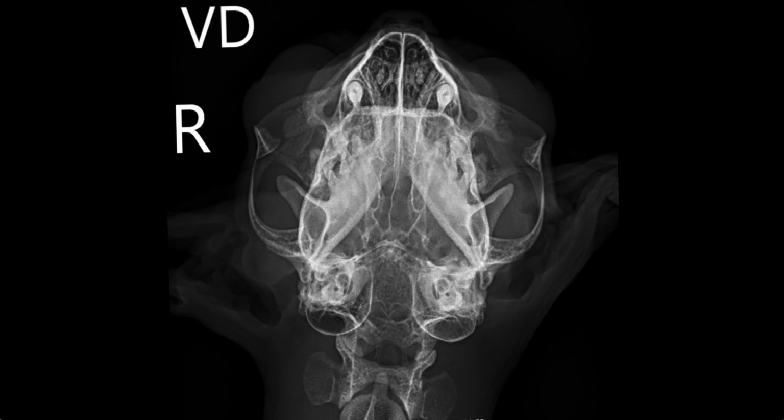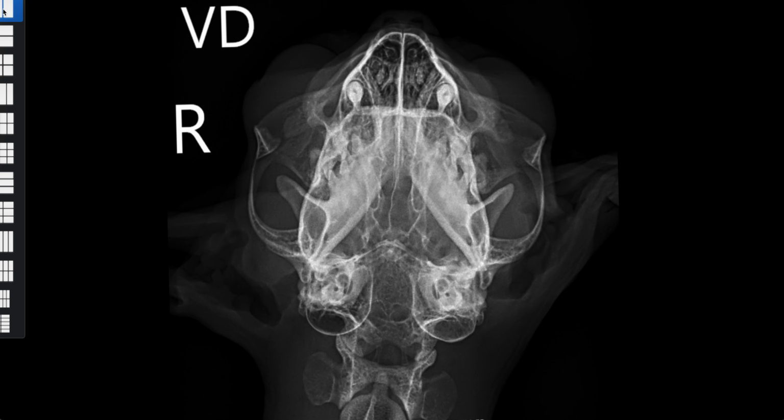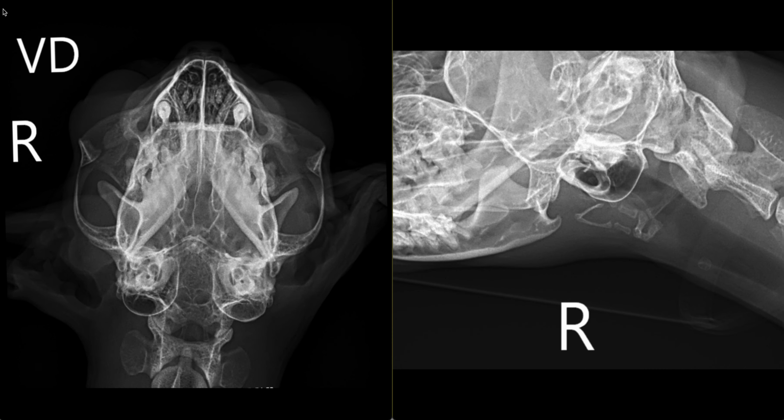Today's example is a 3.5-year-old Russian blue female spayed cat who is pruritic in the left ear. A nasopharyngeal polyp was removed 3 months ago.